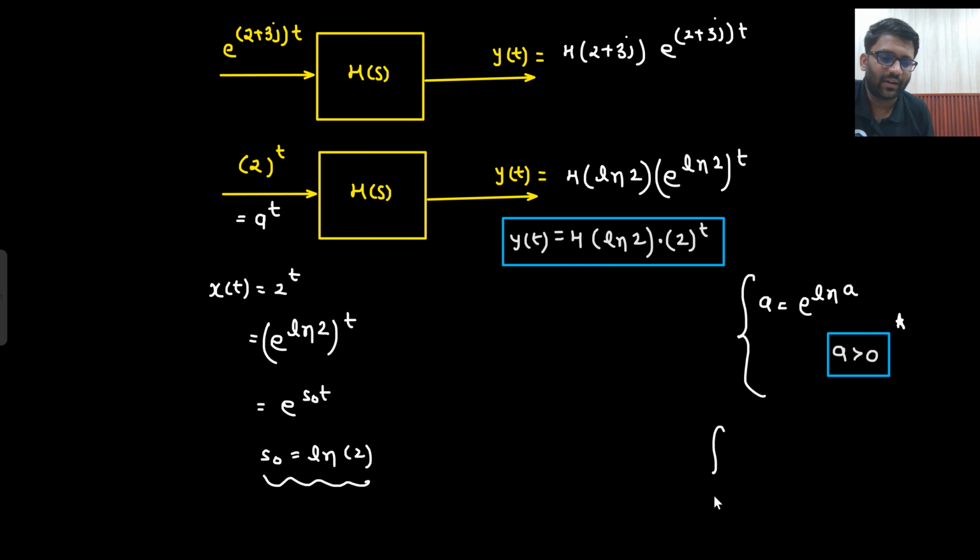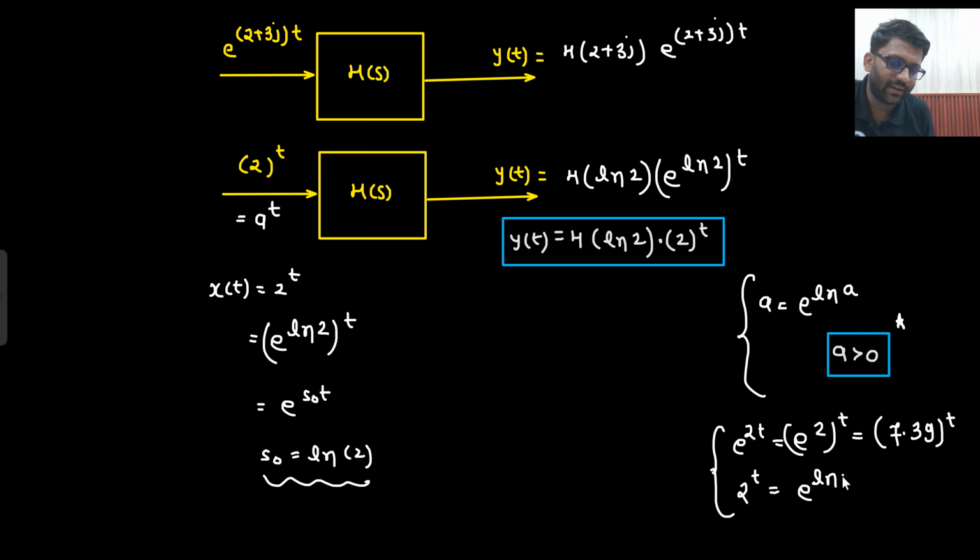What I am writing down? e to the power 2t can be written as e to the power 2 into t, and e to the power 2 is 7.39 to the power t. So similarly, 2 to the power t can be written as e to the power ln 2 t, and ln 2 is roughly around 0.7, right? So 2 to the power t can be written as e to the power 0.7t.